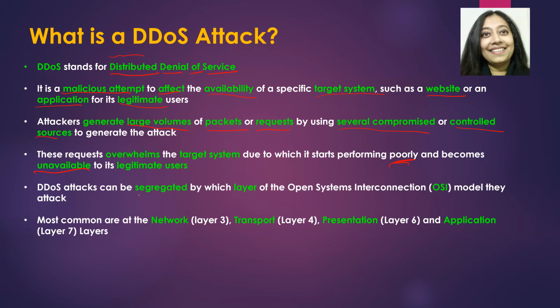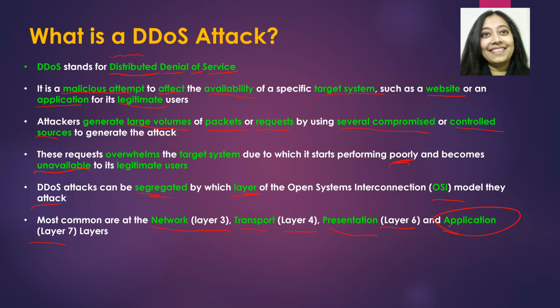DDoS attacks can be segregated by the layer of the OSI model that the attack happens on. The common layers where this attack happens are layer 3, which is the network layer, layer 4, the transport layer, layer 6, the presentation layer, and layer 7, which is the application layer.